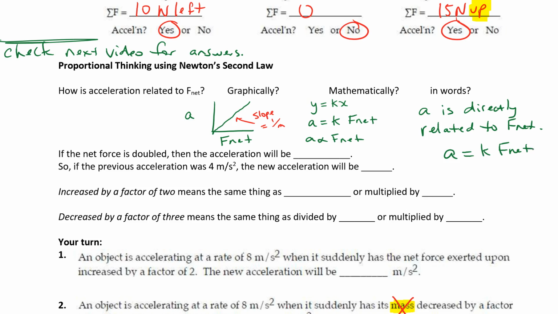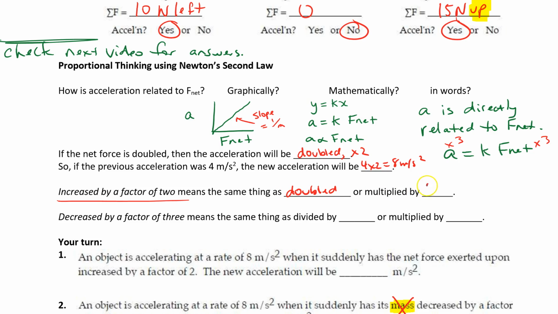then whatever F net is multiplied by, say times 3, then acceleration is going to get multiplied by the same amount. If the net force is doubled, then the acceleration will be doubled, or I could say times 2. So if the previous acceleration was 4, the new acceleration would be 4 times 2 equals 8 meters per second squared.